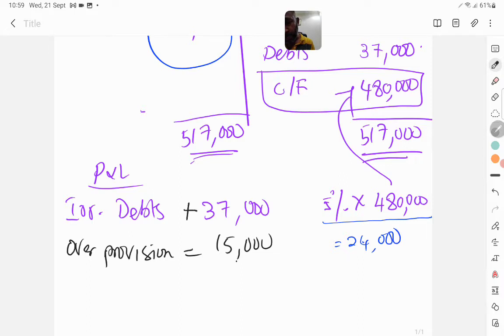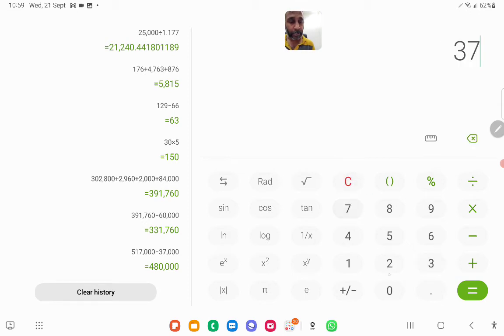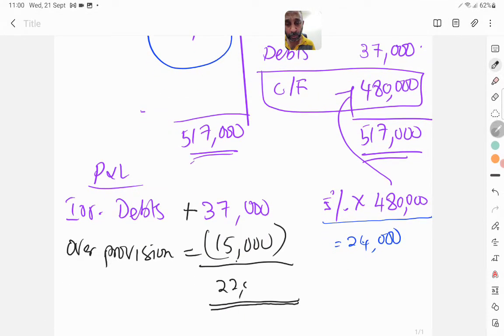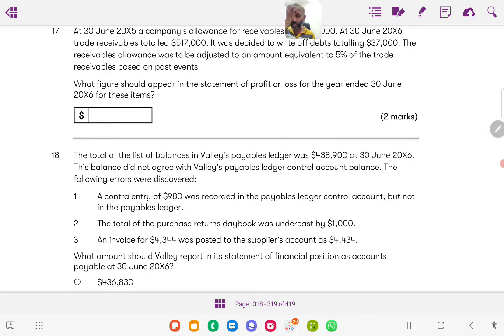So if this answer is reported in plus, this should be minus. So the net impact in the profit and loss account will be the difference between these two, which is 37,000 minus 15,000, that is 22,000. So to go back to the question, the figure that should appear in the statement of profit or loss for the year ended 30 June 2016 for these items will be 22,000.